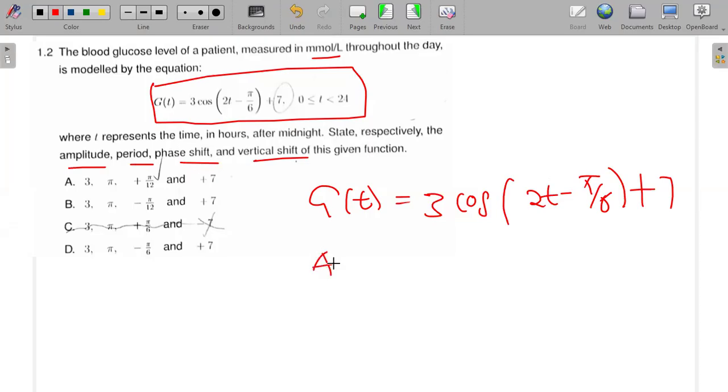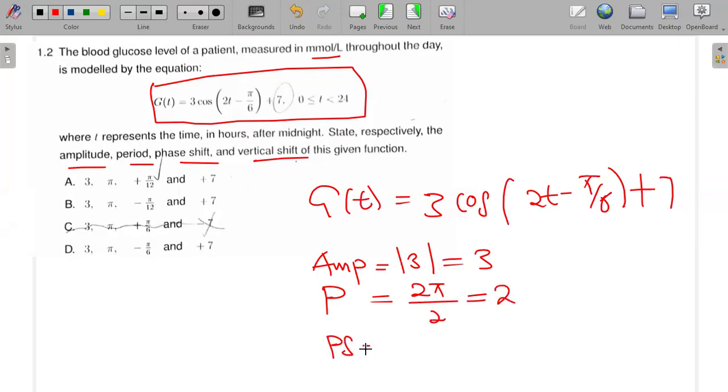The amplitude is just the modulus of the coefficient of the trig ratio that you have. So it will be 3 here, because that's the coefficient of this cos. The period is equal to 2 pi divided by the coefficient of t, which is 2.